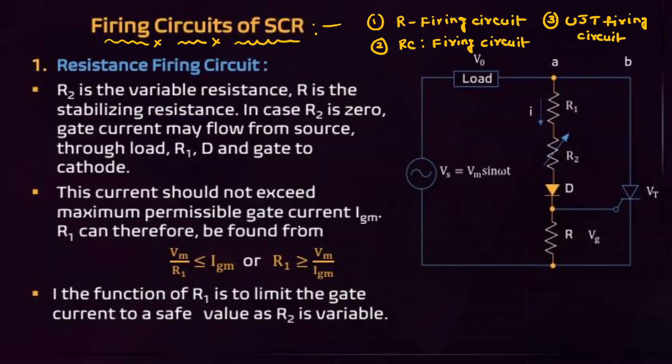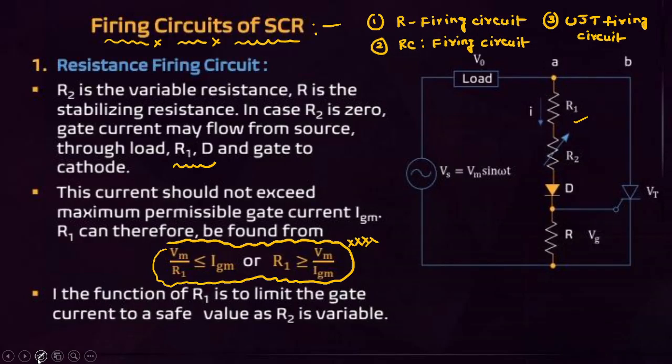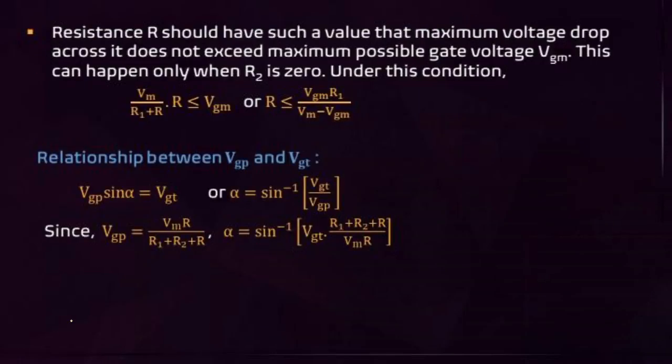This is the R firing circuit. In the R firing circuit, mainly what is the purpose of this diode, what is the purpose of the R1 resistance, all these points I have given. Please go through them, but that is not important here. The formulas are important. Till now, no questions in any competitive exam from the formulas point of view, but you have to concentrate on formulas because it is directly given in the GATE syllabus.